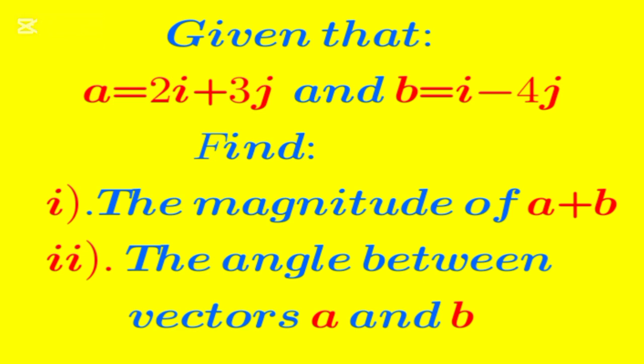Okay, now let's get started. It reads: given vectors, you are given vector A as 2i plus 3j, and B given as i minus 4j. Find (1) the magnitude of A plus B, (2) the angle between the vectors A and B. Let's get started. Solution.